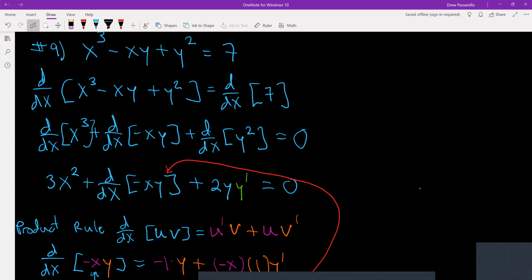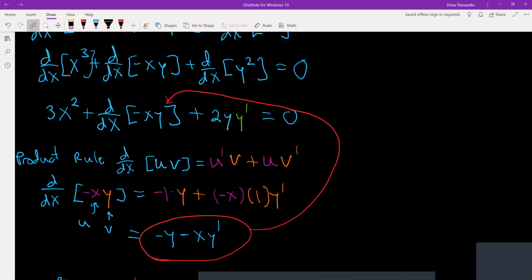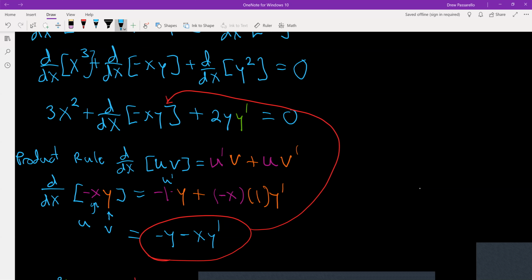So then I focused on the middle term, negative xy, because I had to use the product rule since it's negative x times y. I wrote down the product rule and tried to color coordinate that. We use purple for u and orange for v. So it would be u prime times v. Well, u is negative x, the derivative of negative x is negative 1. So that's why u prime is negative 1. And then v is just y, so that's v.